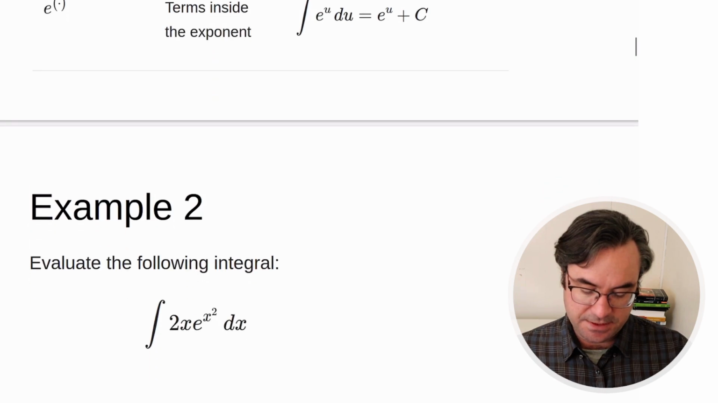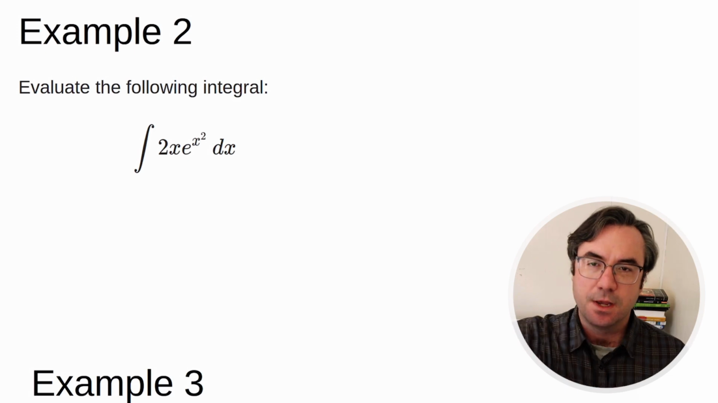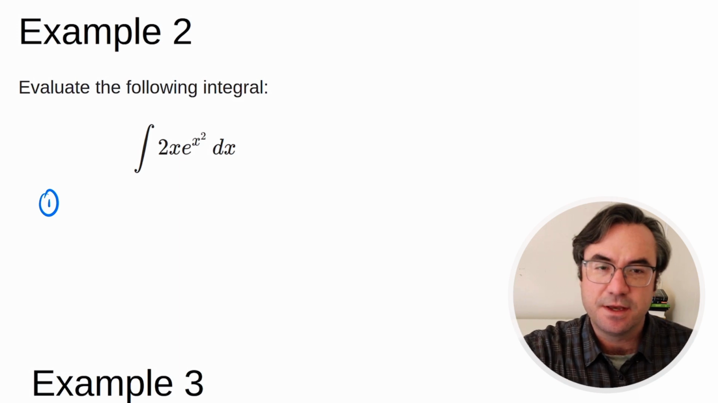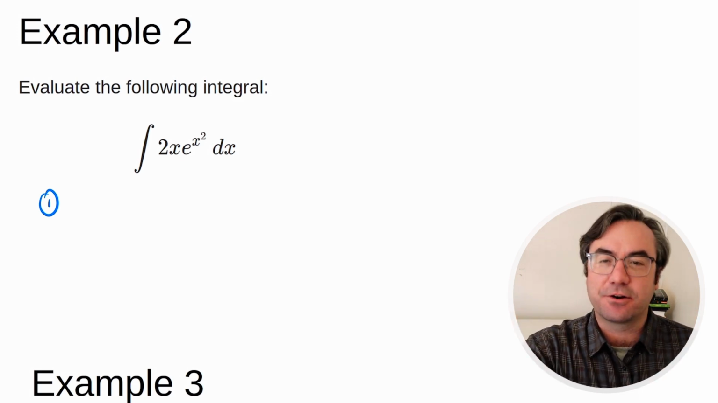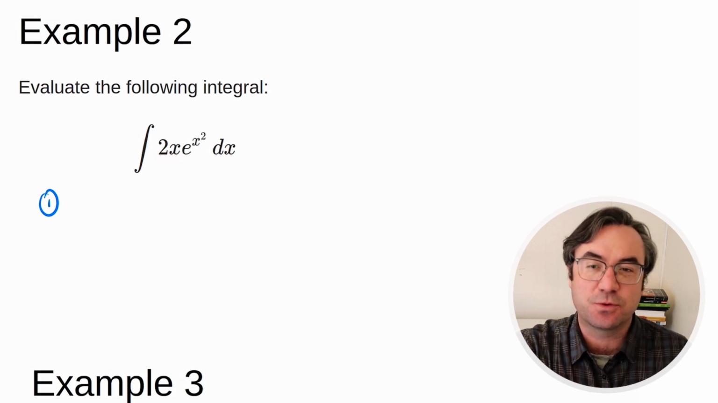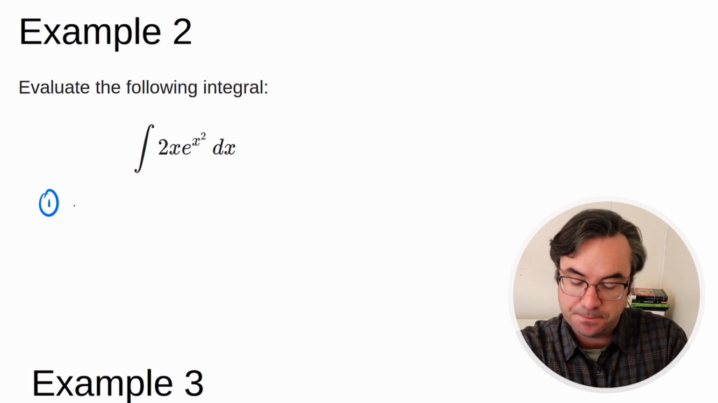So let's try one more. Let's look at example 2. All right, so let's go through the steps again. Step 1, we take in our integral. So we're looking at 2x times e to the x squared. And our first step is we want to choose u.